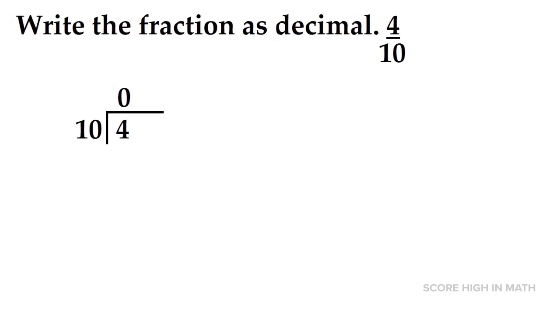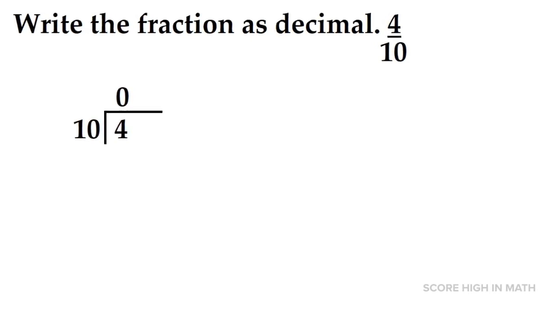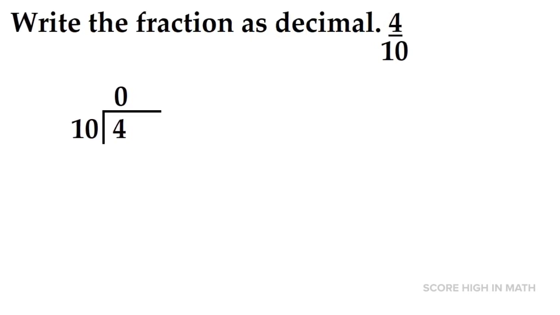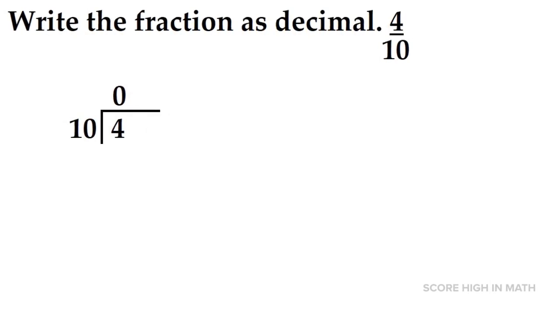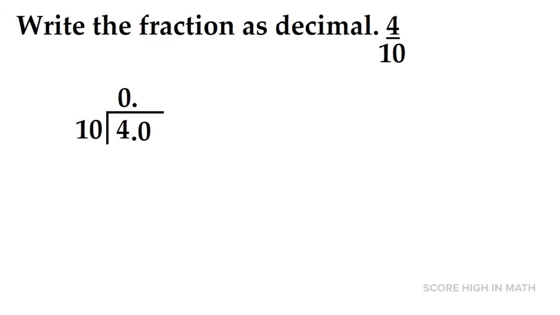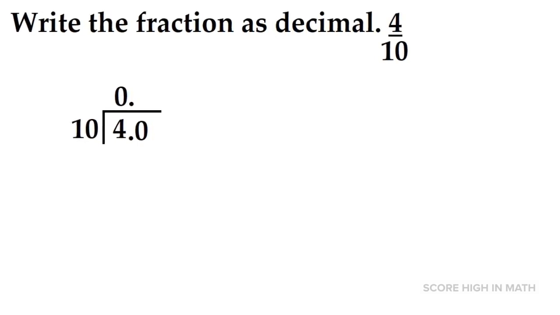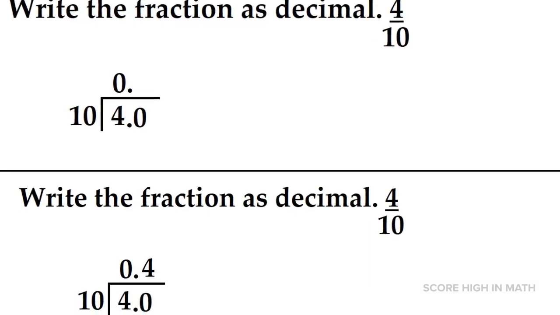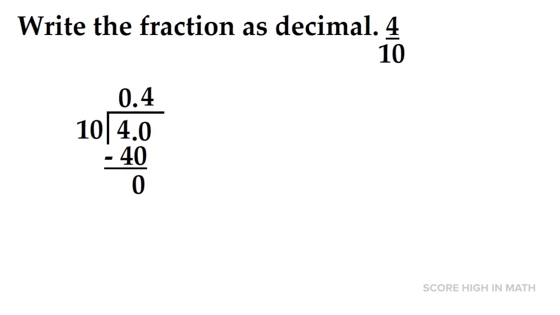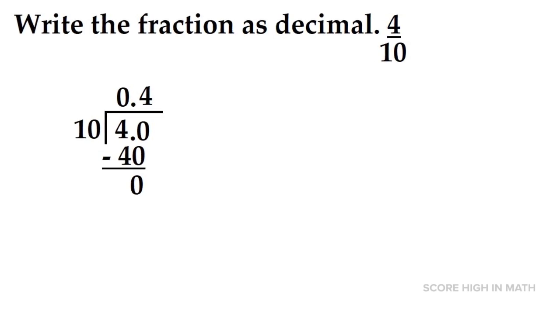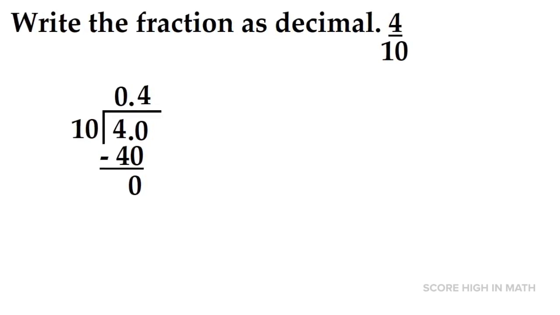How many 10 are there in 4? So, there's none. We're going to put 0 on top of 4. Let us add 0 on the dividend and place a decimal point on the quotient after 0. So, there are 4 tens in 40, and 40 minus 40 is 0. Therefore, the decimal of 4/10 is 0.4.